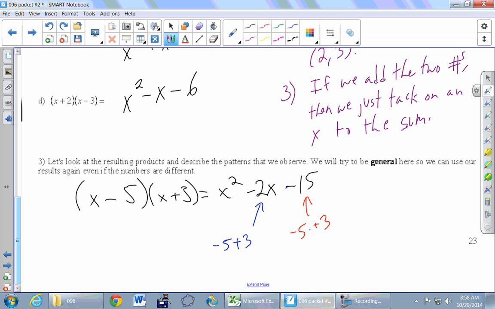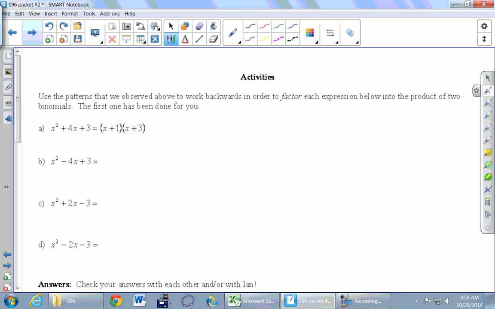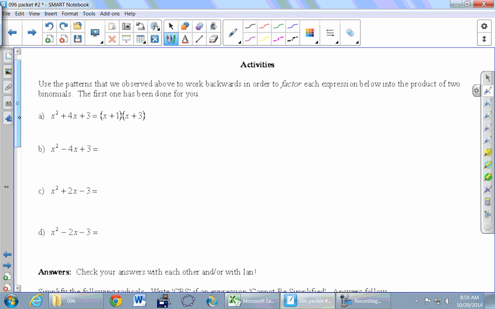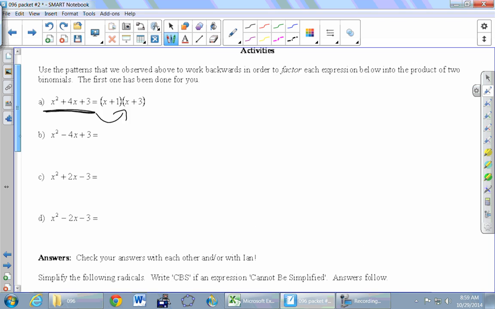Okay, so I'll try something a little bit different just at the start of the activities here. I'm going to give you a very broad brushstroke look at what the activities are. We'll see if it's helpful to you. In the first part of the activities, you are going to go the other direction. I'm going to give you something that's already been multiplied out and ask you to come up with two things that we can multiply together to give you that thing. First one has been done for you, but you'll do 3 others.